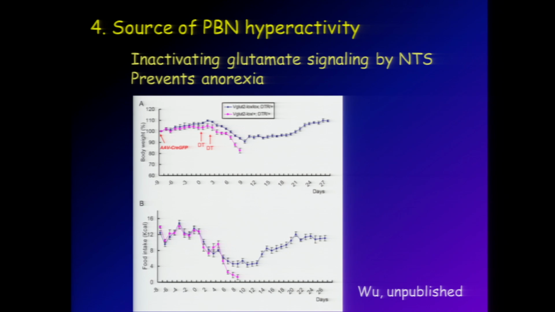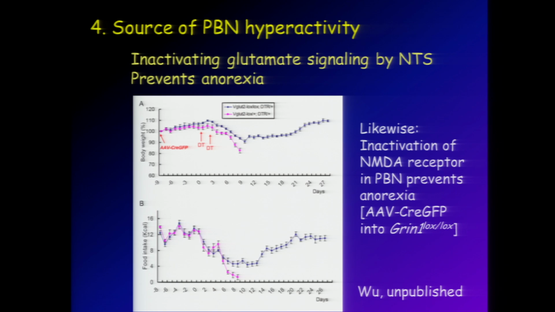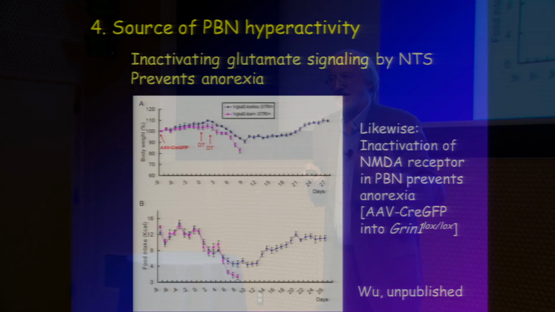The next experiment, we're going to explore the connection between the nucleus tractus solitarius and the parabrachial nucleus. We're going to make a guess that it's glutamate, and we have a mouse that has a conditional VGlut2 allele. VGlut2 is the vesicular glutamate transporter that's necessary for getting glutamate into vesicles so that it can be used as a neurotransmitter. We're going to inactivate VGlut2 in the nucleus tractus solitarius and ask whether you rescue the animals from severe anorexia when you kill AgRP neurons, and the answer is yes.